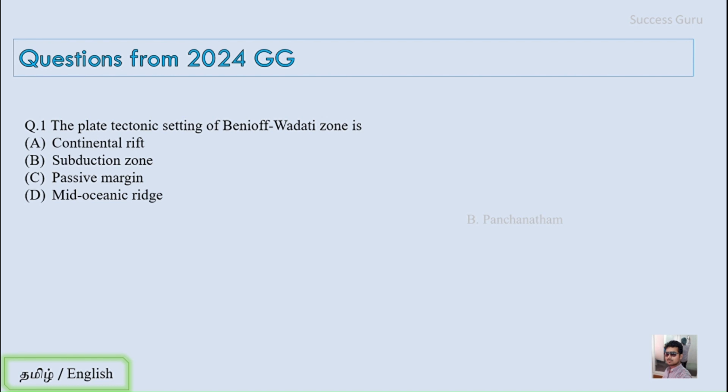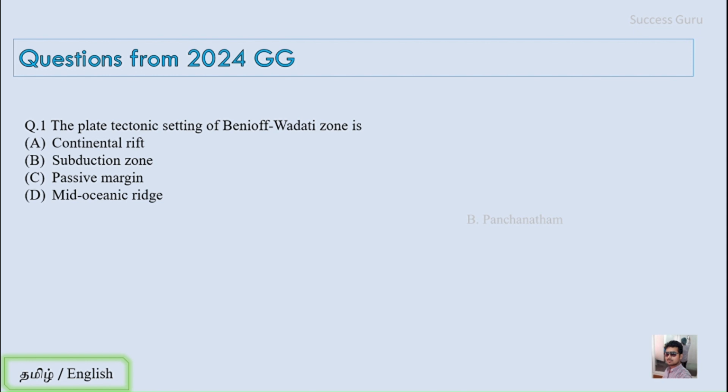Here is a question from JAM 2024, and the question is: the plate tectonic setting of Benioff-Wadati zone is dash. So they have given a plate tectonic setting and we have to find in which type of plate margin we can expect this sort of tectonic setting. They have given four options. We will try to solve all four options so that this will be helpful for you in solving JAM questions, right?